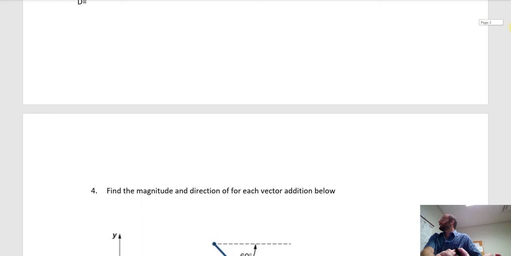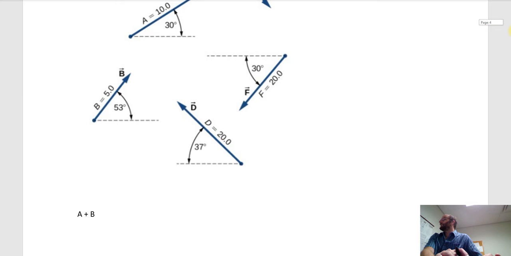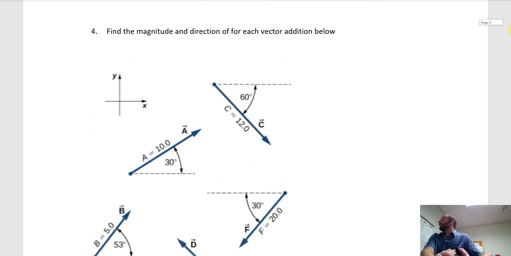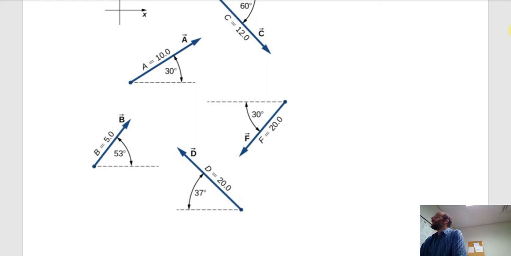Okay, find the magnitude and direction for each vector addition below. So A plus B. So what you want to do, and keep in mind from up above, you will have already found each vector in unit vector form. So if I draw the vector components for A, there's Ax, there's Ay. These you should have found in the previous problem, because the previous problem said to express all these vectors in unit vector form. Vector B, there's your X component, there's your Y component.